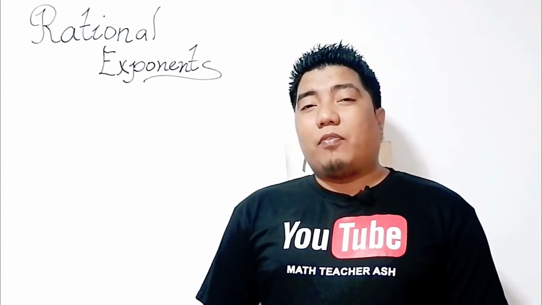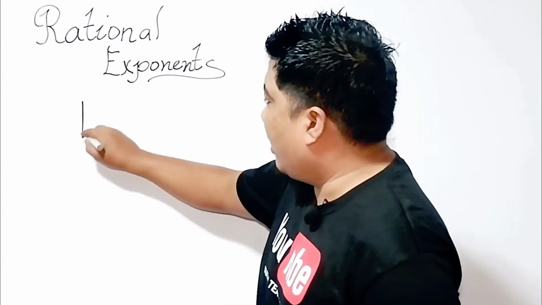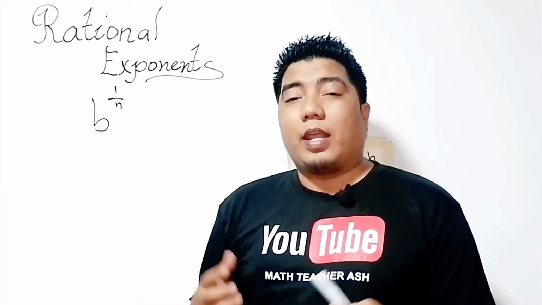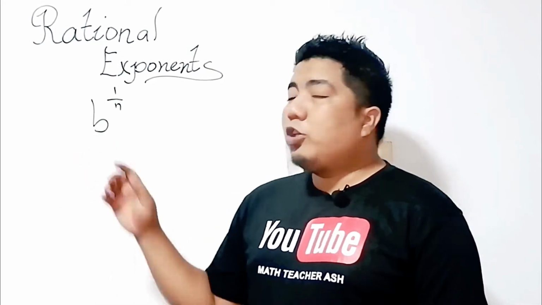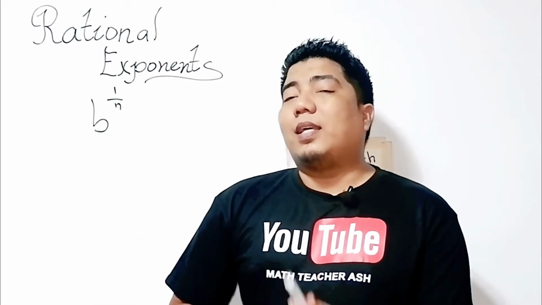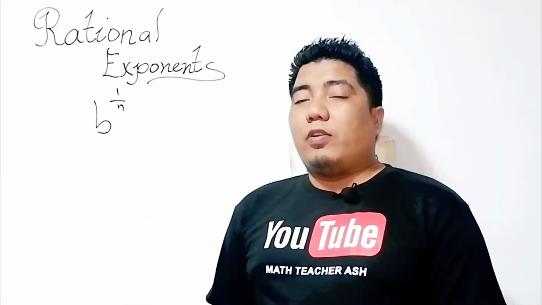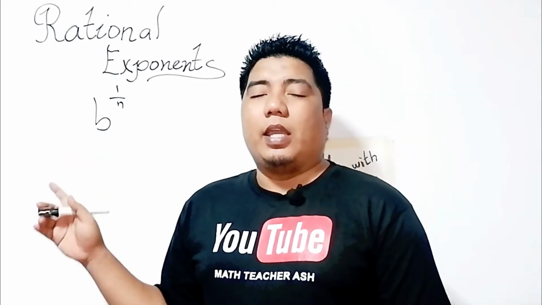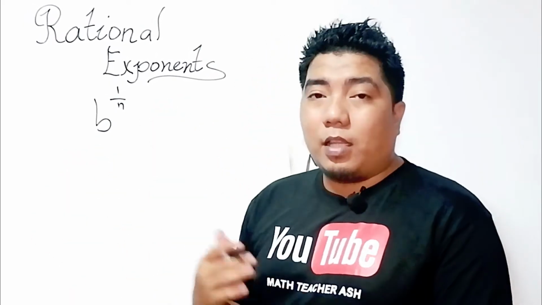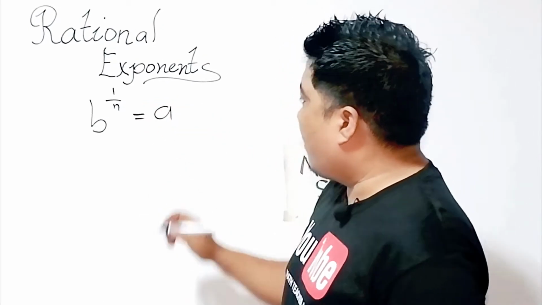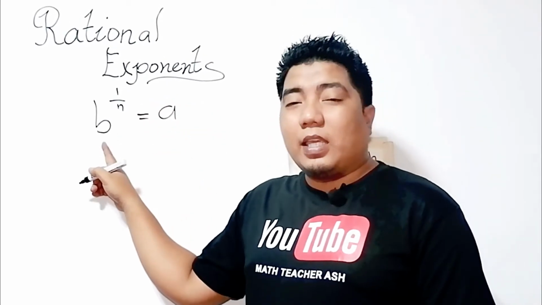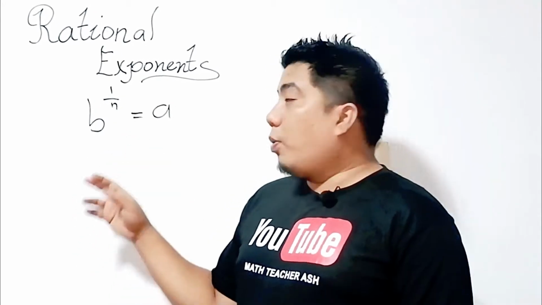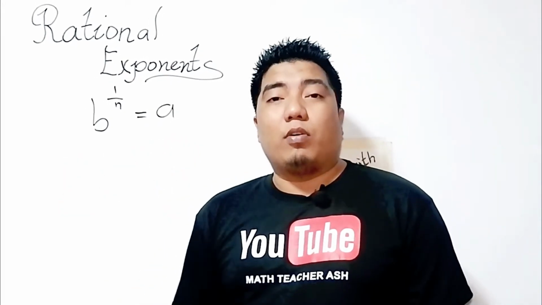Now, the notation of a rational exponent is given in this form, b raised to the power of 1 over n, where your 1 over n represents your rational exponent and your b is the base. Now, what does this mean? If you encounter this kind of expression, it means that you will get the root of the given base. If you want to get the root, let's say a, which is the principal root of this given notation, you will find numbers which, when multiplied, will arrive at the value of your b.